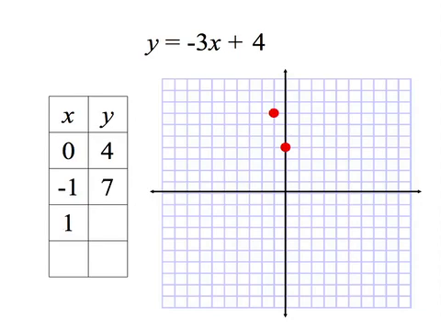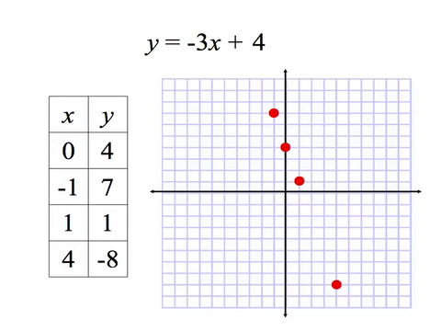And now I'm going to pick +1. -3 times +1 is -3, plus 4 is +1, so I graph (1, 1). And finally I pick 4. -3 times 4 is -12, plus 4 is -8, and I graph that as well. And once again I have 4 points that line up.